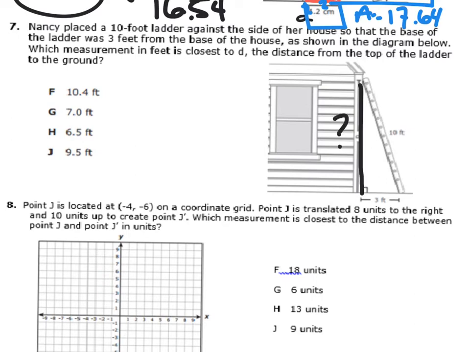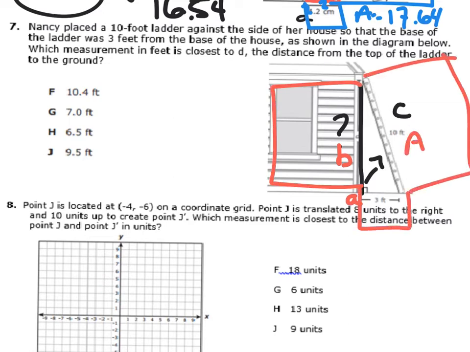Here from the ground, the building, to the bottom of the ladder is 3 feet, and then the actual ladder itself is 10 feet. So here is my right angle. Opposite my right angle is C, so 10 is C. Then I have A. So we're going to make this small one A, and then we're going to make the one we're looking for B. So we're going to draw our squares.